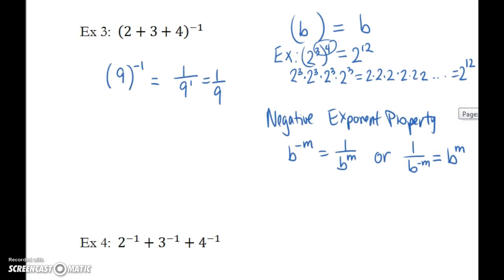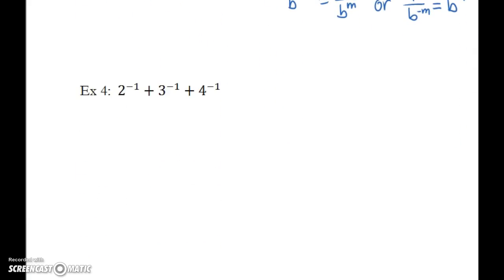Example 4 is a little bit different than example 3. Example 4, each of our bases have negative exponents. So what we're going to do is change this to 1/2, change this to 1/3, and change this to 1/4, and then we can add. So if you choose to, you can use your calculator to add. I can see that these all have a common denominator of 12, so this becomes 6/12, this becomes 4/12, this becomes 3/12, and then we can add to get 13/12.